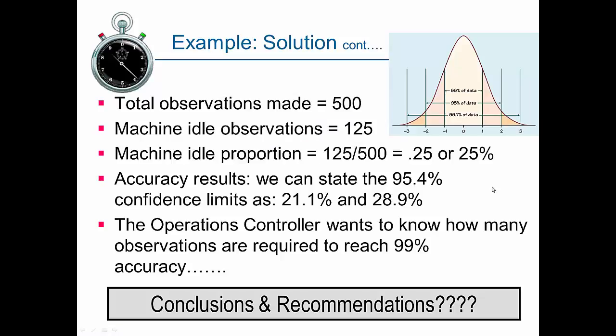However, the accuracy of the study is based on the data collected in the study, and we'll go through that calculation. Additionally, we'll go through, if 500 observations doesn't give us 99% accuracy, then how many observations do we need to take? And then we'll also talk about conclusions and recommendations we would make as a result of the analysis that we've completed. So let's look at the problem first.